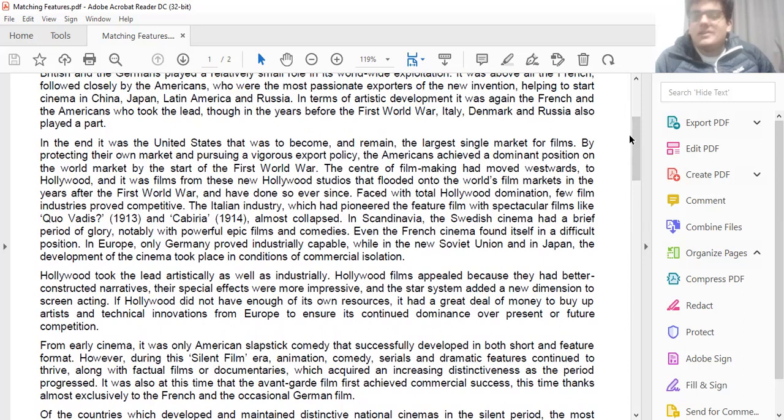Hollywood films appealed because they had better constructed narratives, the special effects were more impressive, and the star system added a new dimension to screen acting. If Hollywood did not have enough of its own resources, it had a great deal of money to buy up artists and technical innovations from Europe to ensure its continued dominance over present or future competition.